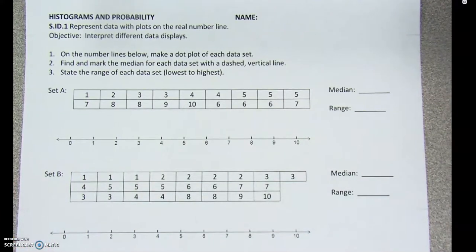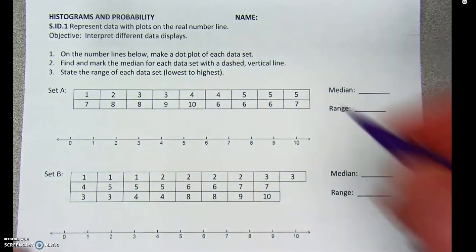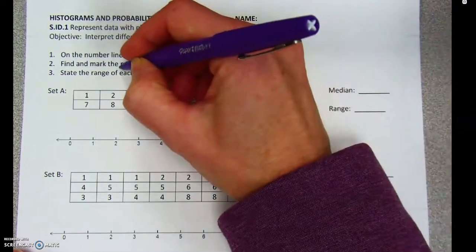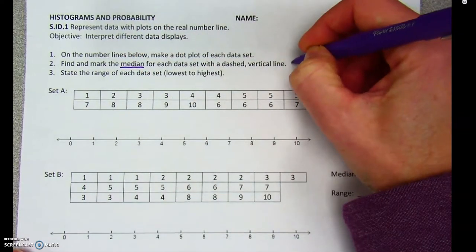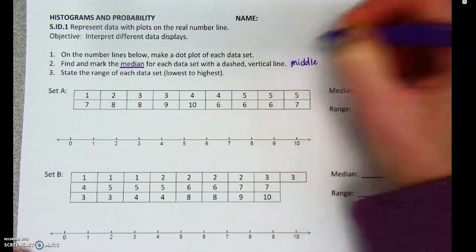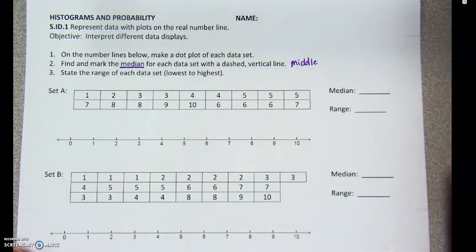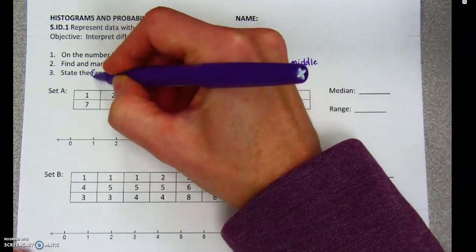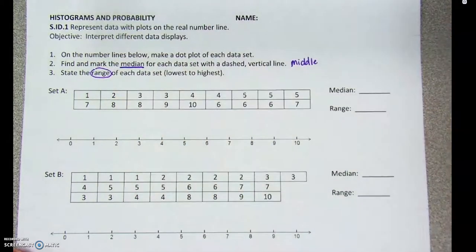On the number lines below, we're going to make a dot plot of each data set. We're going to find and mark the median, which, as you remember from middle school, is the middle number, just like the median is in the middle of the road. And then we're going to state the range of each data set, which is from the lowest value to the highest value. Let's get started.